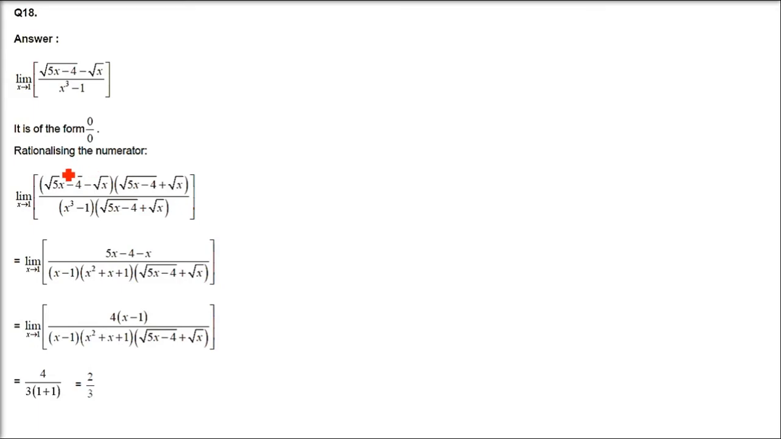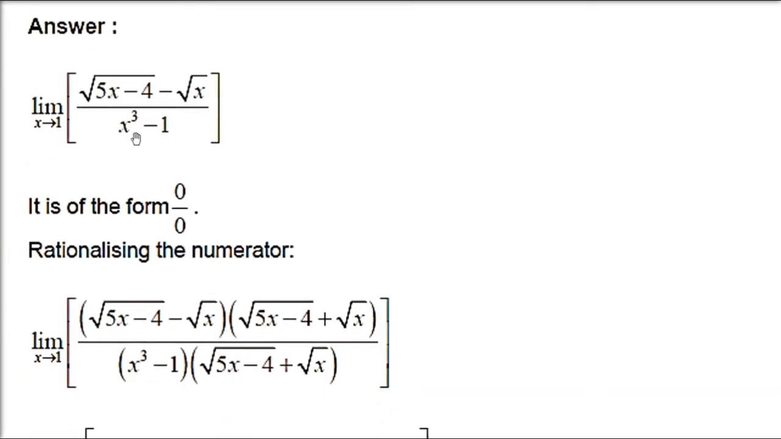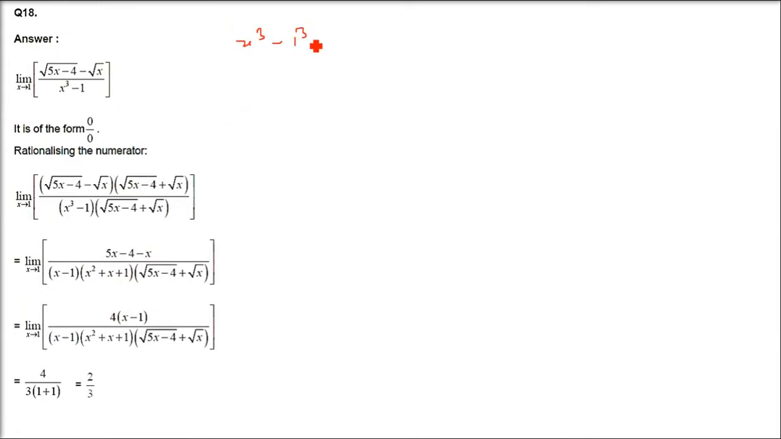Question number 18. So here we have under root 5x minus 4 minus under root x, by x cube minus 1. So the rationalization factor you have to do, right? This x cube minus 1 we apply as a cube minus b cube formula, x minus 1 times x square plus x plus 1. First let us rationalize it.